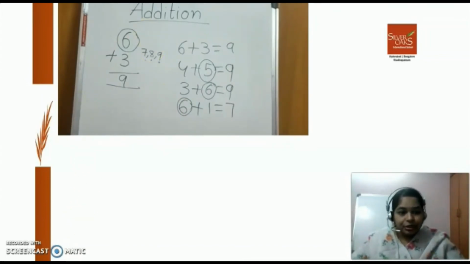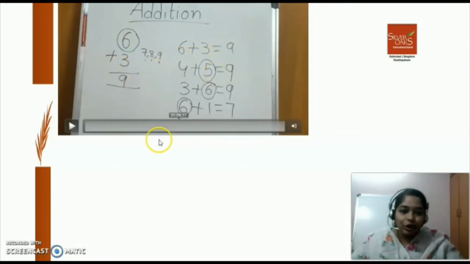Okay, so did you understand? If you write the numbers as 6 plus 3 in vertical or 6 plus 3 in horizontal way also, the order doesn't matter because the answer will not change.